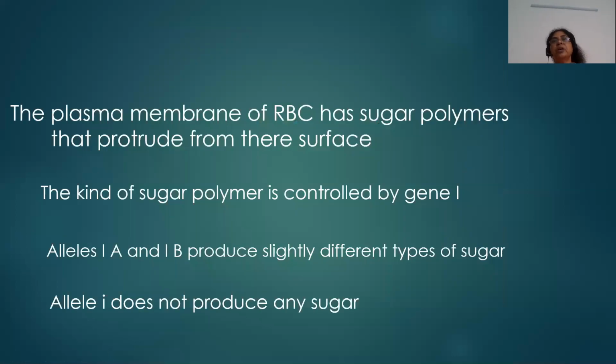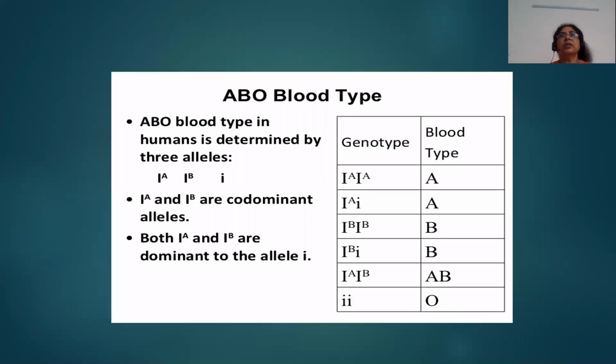If you look at the blood group of humans, this blood group is controlled by a gene I. This gene I has 3 alleles: IA, IB, and i. Students, IA and IB, these 2 alleles are dominant, and i is a recessive allele. Now, because alleles IA and IB both are dominant, you call it codominance.